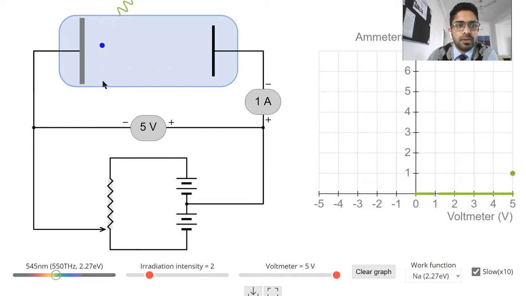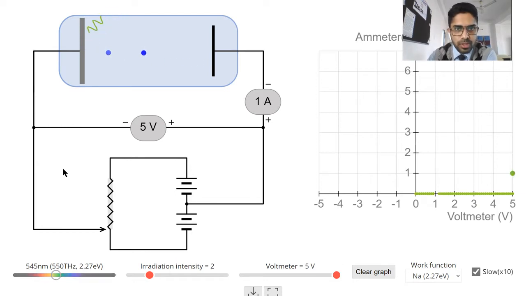So you can see now these blue particles, which I think you can guess are the electrons, are getting emitted from the metal surface and they are going to the other plate, here the collector plate. Okay, then you can see there is a current of 1 ampere flowing, right? So we have a current of 1 ampere when the potential difference across the two plates is 5 volt and the energy supplied by the radiation is a little more than 2.27 electron volt.